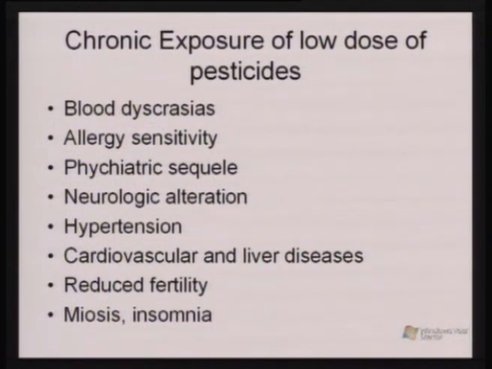Slowly, as we are progressing towards dependence on agricultural products, at the same time the cases of hypertension are increasing. The cases of diseases related to the liver or cardiovascular system are increasing. We don't know whether this is the cause, but the problem may be associated with pesticide residues in the food chain. There are cases of reduced fertility in some parts of the country. There are cases of miosis and insomnia. These are related to low doses of pesticides in the food chain.